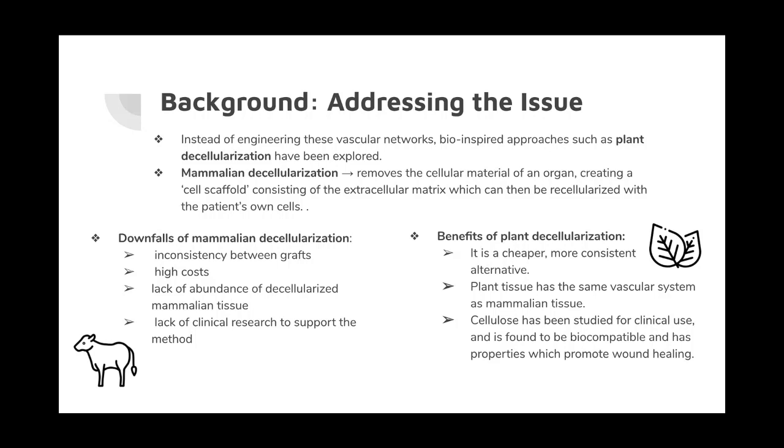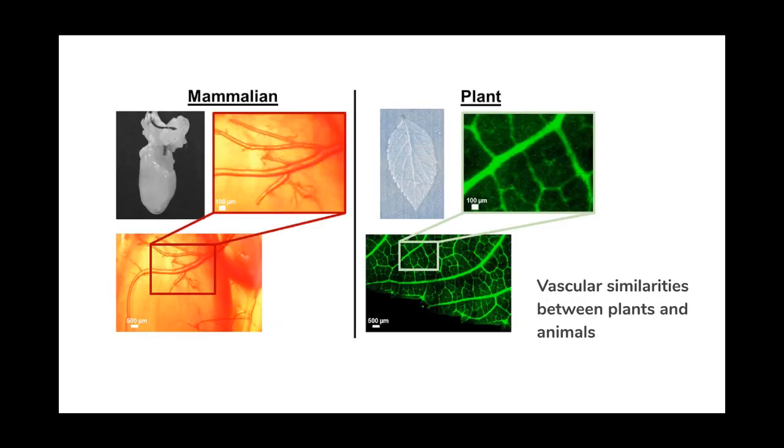In fact, cellulose has been studied for clinical use and is found to be biocompatible and has properties which promote wound healing and can be beneficial in the use for grafts. As we dive into the methods and results of this article, you will see that plant decellularization is an efficient alternative. This first figure compares the mammalian and plant vascular systems, and as you can see, there are many similarities in the size and shape of the vascular networks.